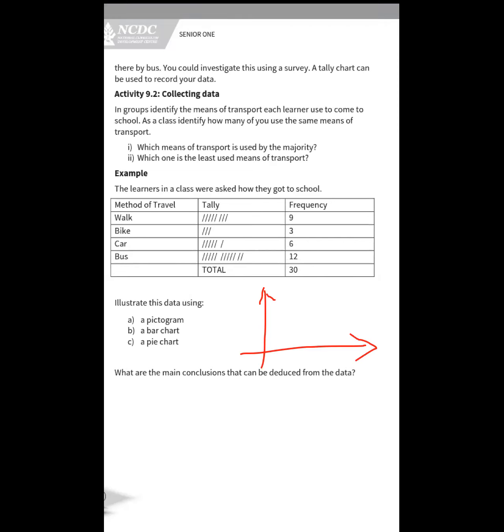Teacher, what do you mean? Okay, for a bar chart, we graph the information using bars. Now, what do you represent? On the vertical axis, I would put frequency. Okay. And then on the horizontal, I'll put method of travel. All right. Thank you.